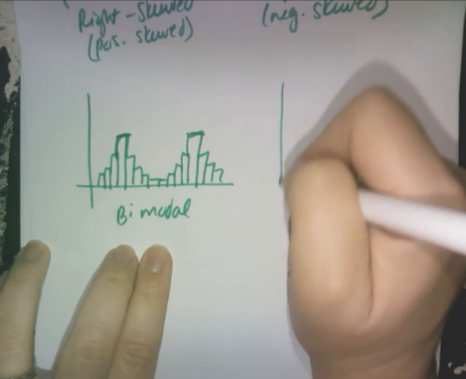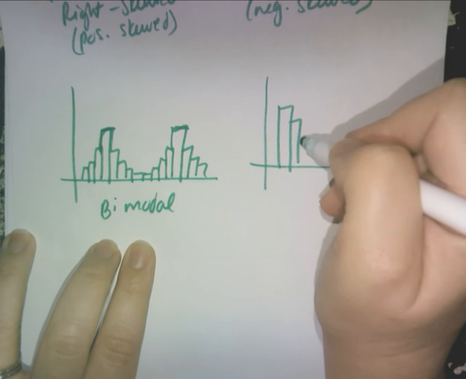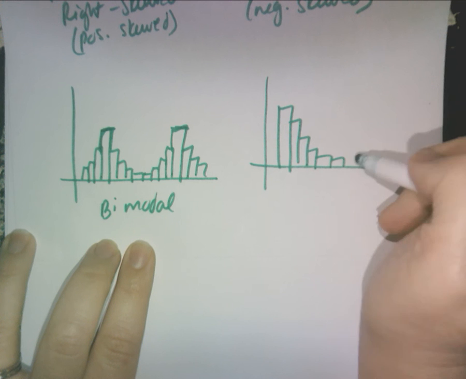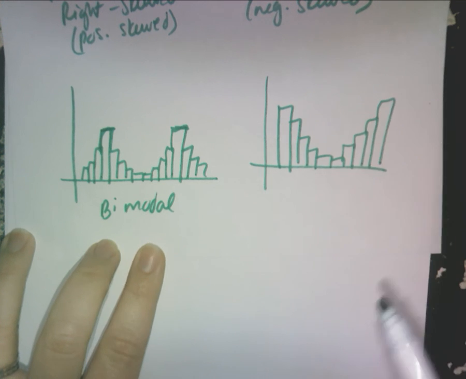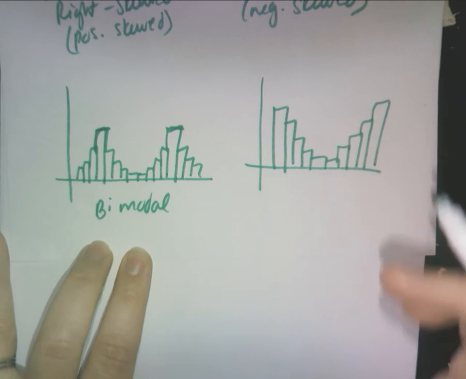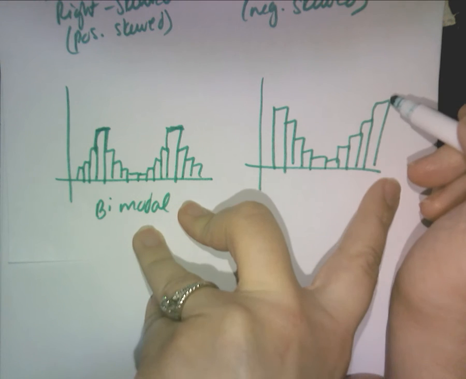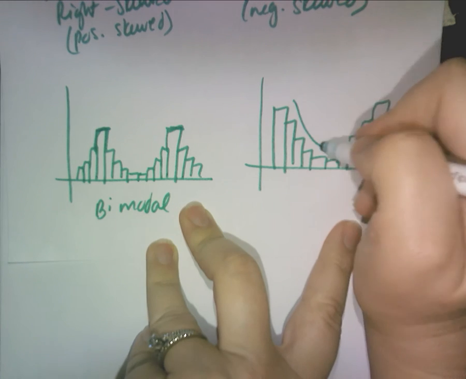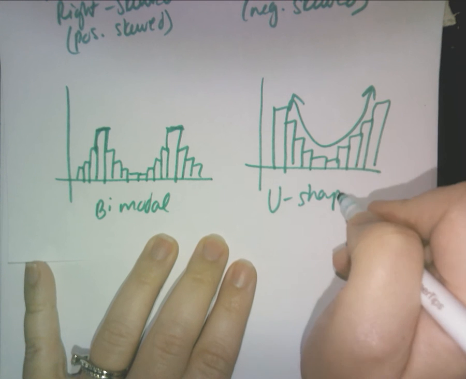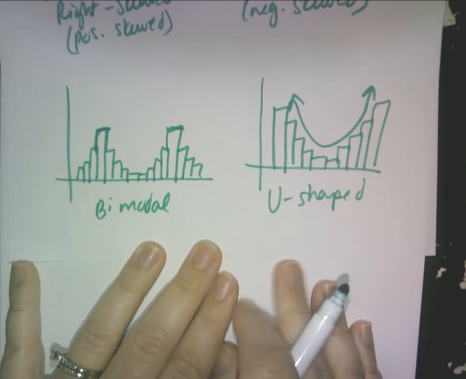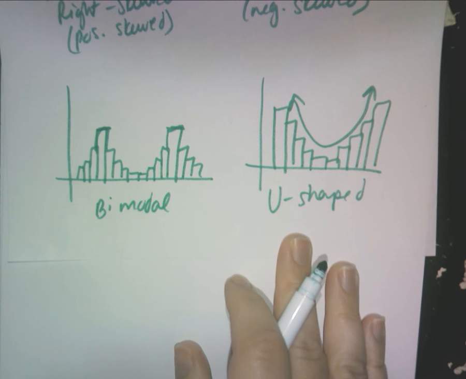And then the last one is like this. Your graph goes like this. And you don't want to say it's bimodal. You actually want to say, because you're starting high and ending up high, you actually have what's called a U-shaped. I've rarely seen U-shaped graphs. I've seen bimodal, I've seen bell, I've seen right and left skewed, okay?